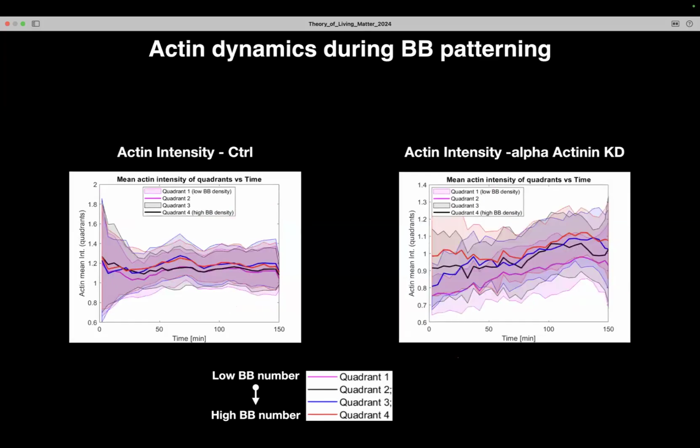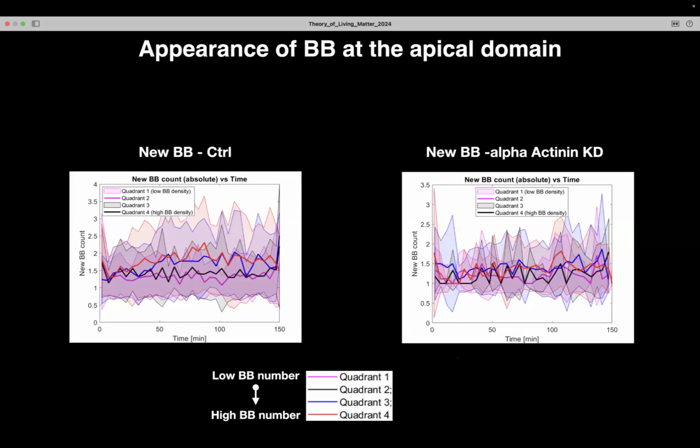If I go back to this slide and look at the actin intensity within the knockdown condition, we see that there is a difference between the actin intensity in the quadrants that have low density of basal bodies. So basically, this quadrant has low intensity of actin. Nevertheless, the basal bodies are appearing randomly in all of these quadrants. If this is unclear, just ask me again during the questions.